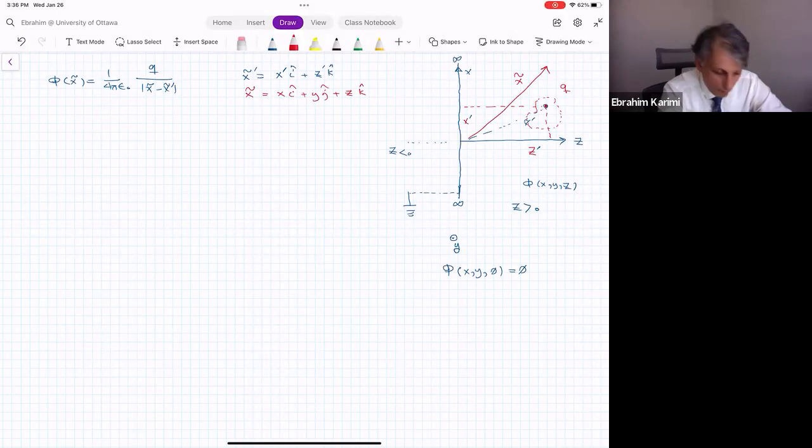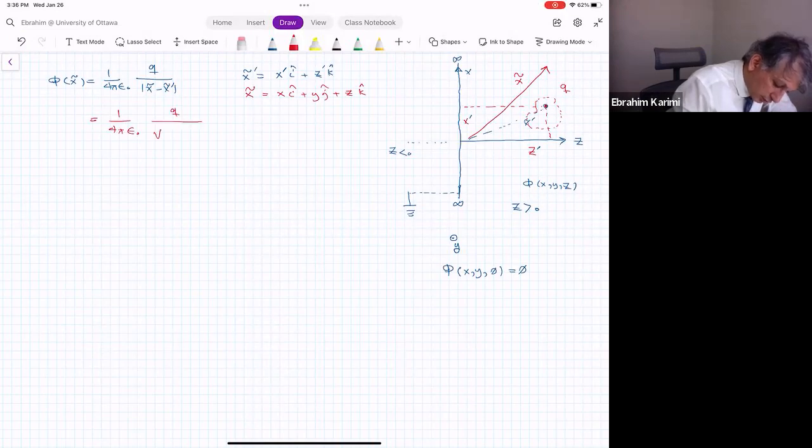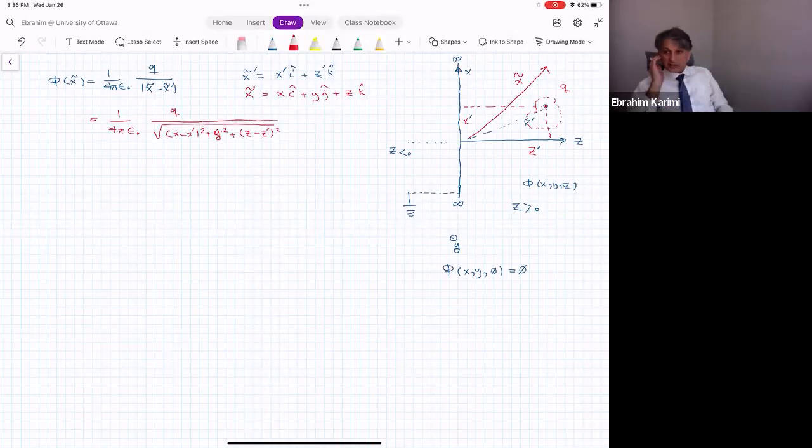Agreed? So I can write it down. It will be 1 divided by 4 pi epsilon naught, q divided by the square root of (x minus x prime) to the power of 2 plus y to the power of 2 plus (z minus z prime) to the power of 2. This is the potential due to a single charge there, not assuming the boundary condition.